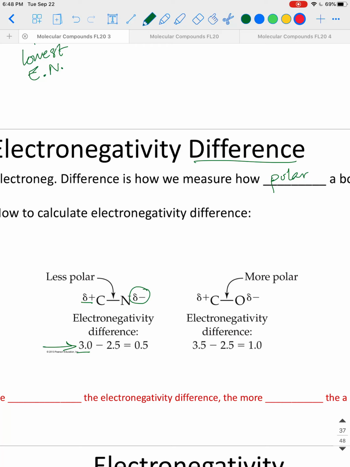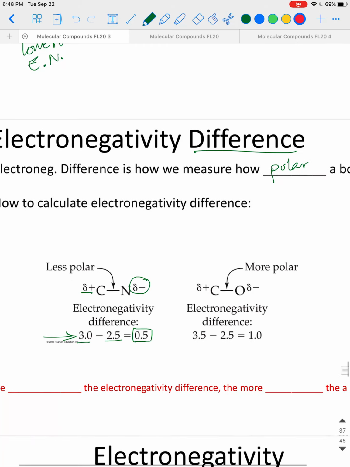It's the electron poor element in this bond, so the electrons are pulled towards nitrogen. Carbon has an electronegativity value of 2.5. 3 minus 2.5 gives us a value of 0.5. What does that mean? Well, hang on. We'll determine what that means in a minute.